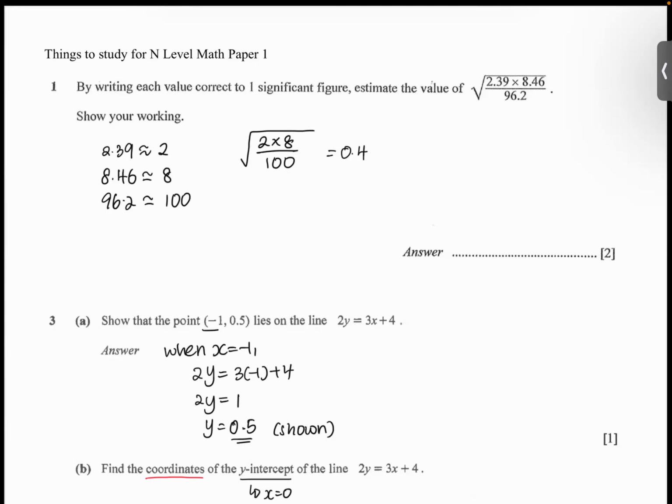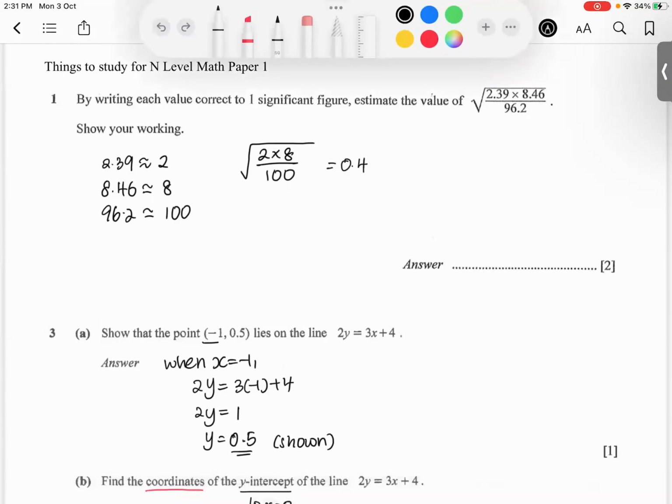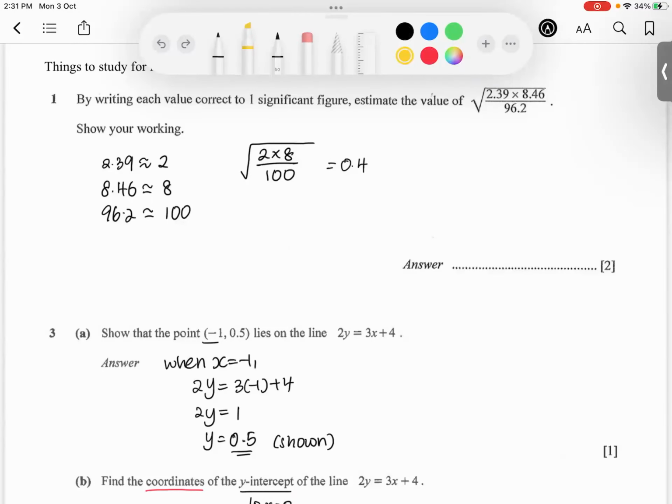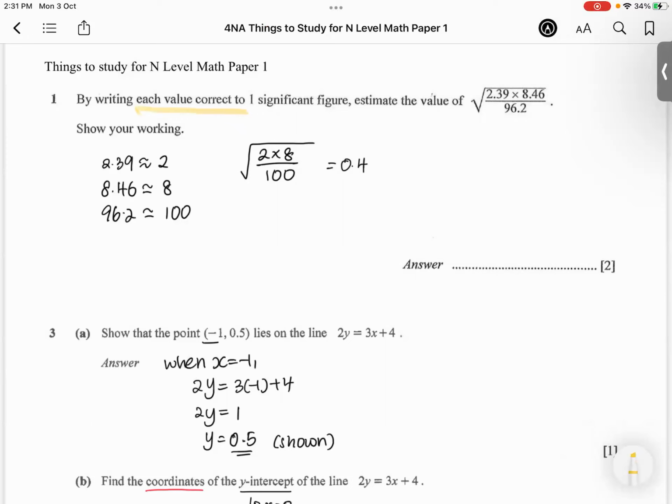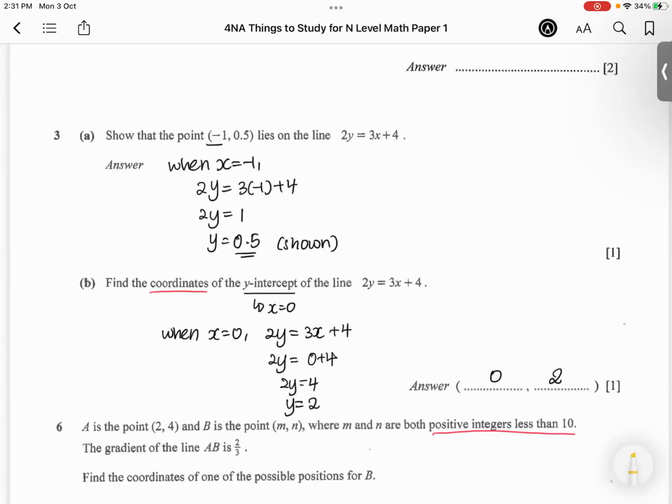So some of the questions here, I will not be able to explain every single question because some of them are very basic, so you must know how to do. For example, question 1 says you are supposed to round off each value to one significant figure. So first you need to round off all the different numbers, then do the calculation. Okay. Now move on to the next question.